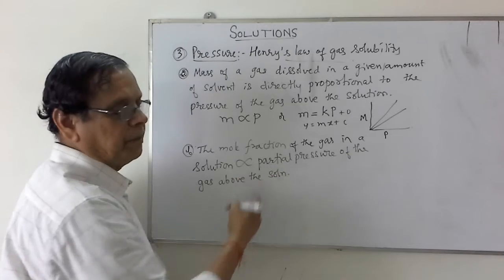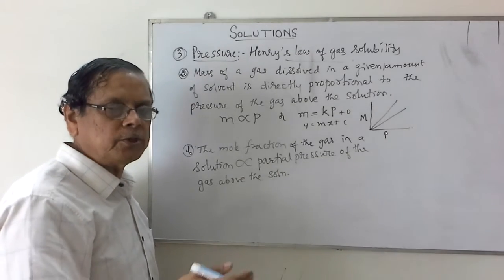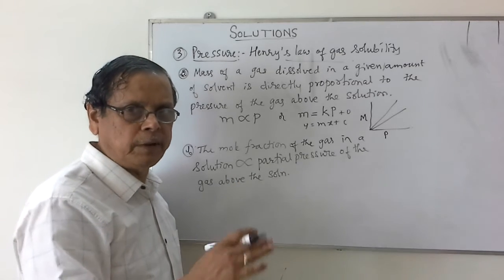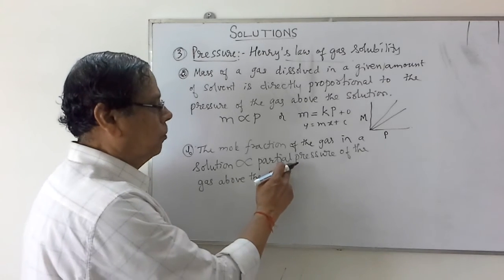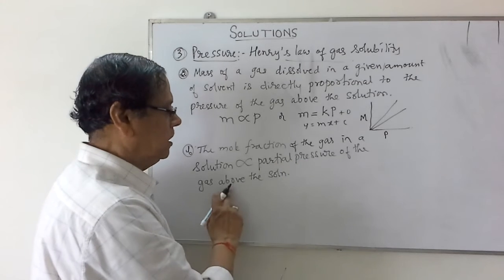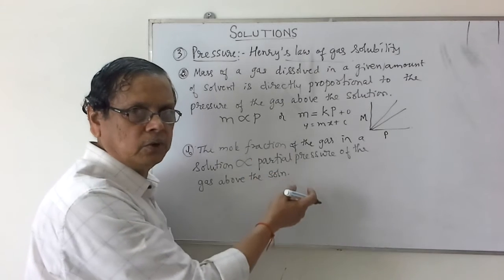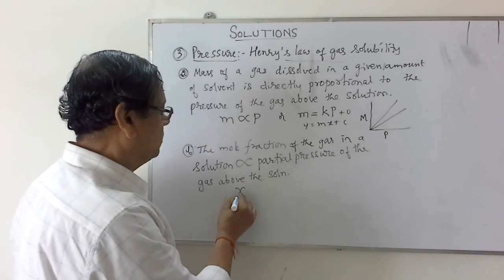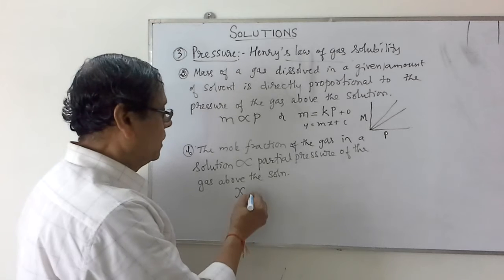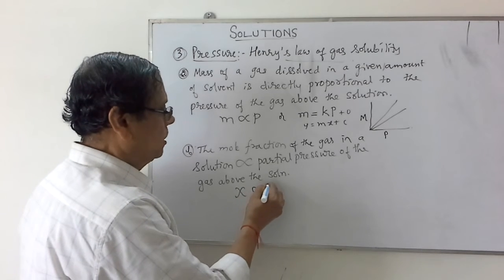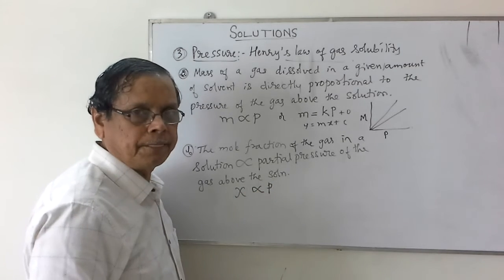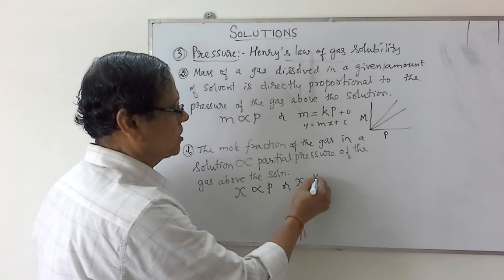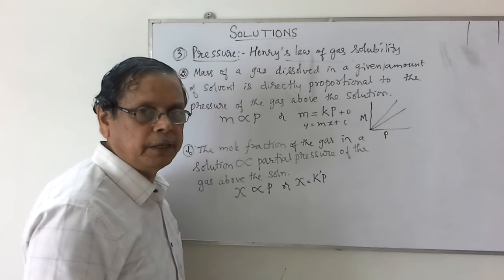Here the word partial pressure is used instead of pressure. Suppose you take a mixture of gases. Already there will be vapor of water or vapor of that liquid. So only the partial pressure of the gas and the mole fraction of the gas in the solution are directly proportional to one another. Suppose you write the mole fraction of the gas as chi. Chi is directly proportional to the partial pressure of the gas, or we can write chi is equal to some constant K dash into P.